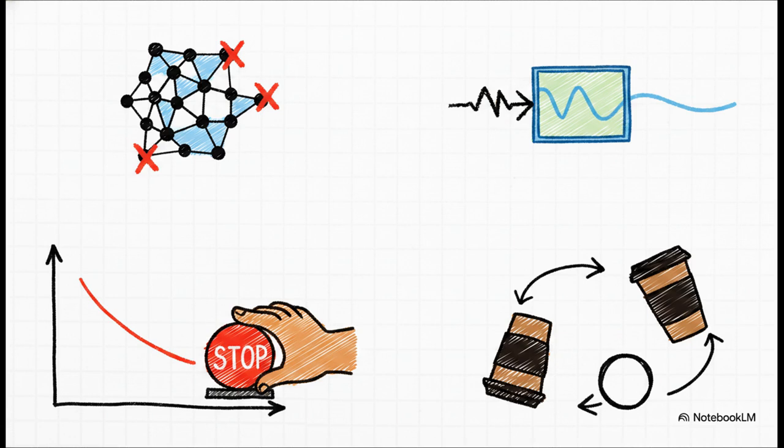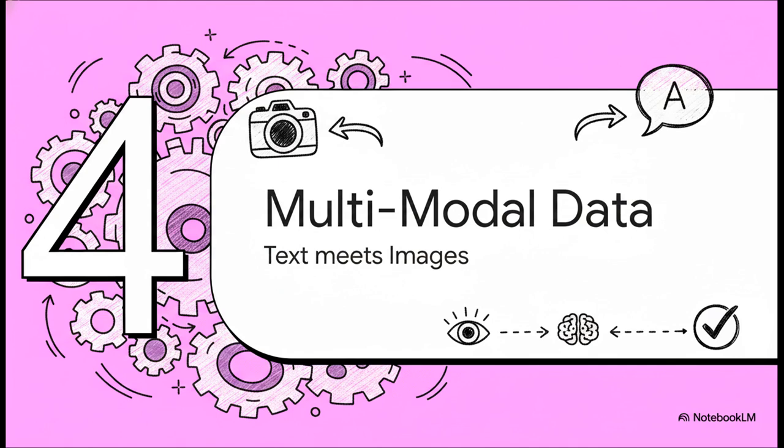Then you have early stopping, literally slamming the brakes on training the exact moment validation performance drops. And if you're working with images, data augmentation is huge. You randomly zoom, rotate, or flip your images to artificially create more training data and stop that memorization in its tracks.